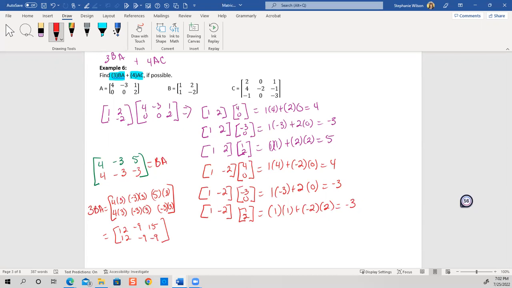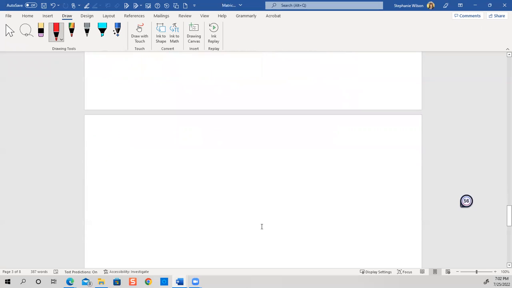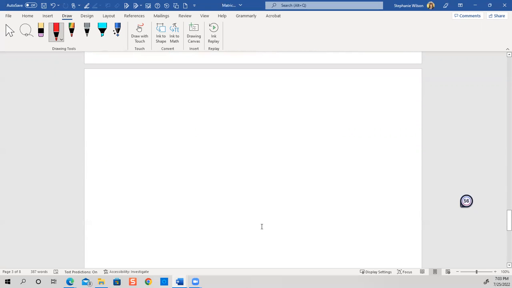Let's find A times C. So I'm going to scroll down. Some of y'all might need to hurry up and write this down, so pause it and write down what A and C are. I'm going to scroll down to this next page right here.